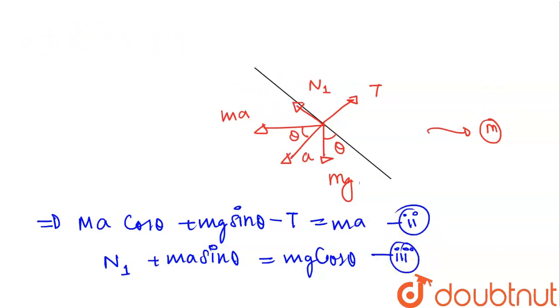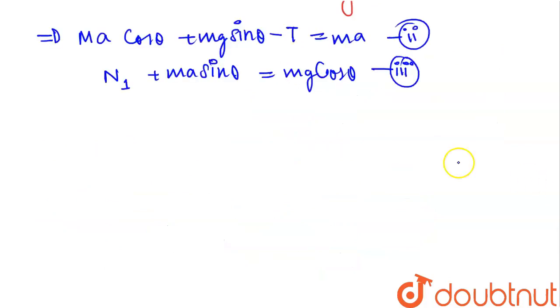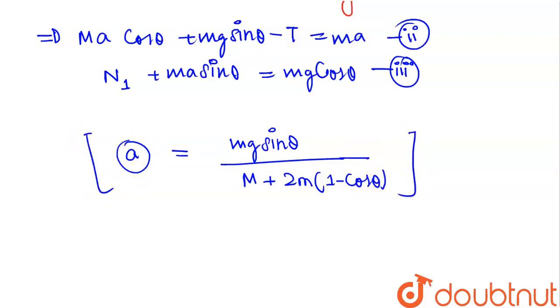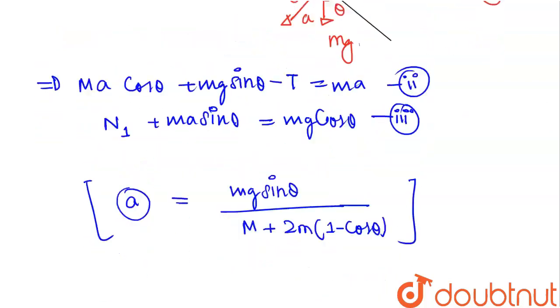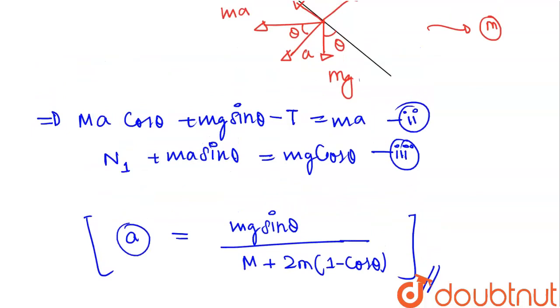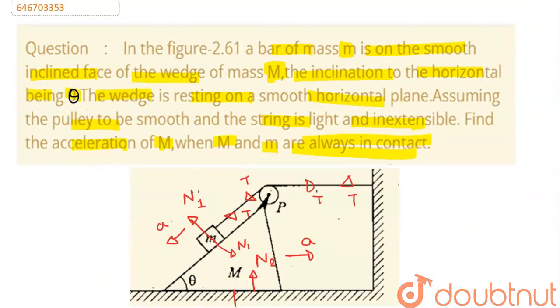Now from solving equations 1, 2 and 3, very simple equations, after solving we will get the value for acceleration, that will be mg sin theta divided by capital M plus 2 into m into 1 minus cos theta. Alright, so this will be our final answer. These are very simple equations, I'm assuming that you can do it by yourself, and this will be our final answer after solving these three equations.